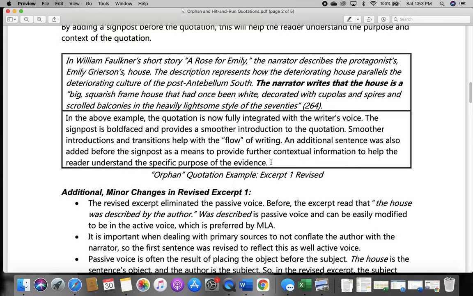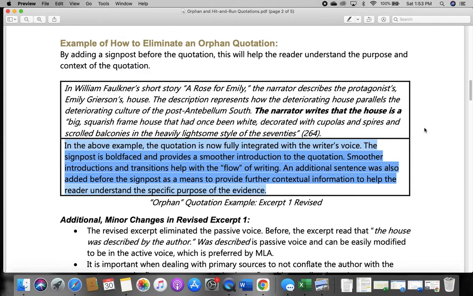So what I did here is fully integrate the quote from A Rose for Emily with the writer's voice. I bolded the signposts. It's a smoother introduction to the quotation. It also contextually helps and makes sense, whereas before it was just like, hey, there's this story, have a present, that's a quotation, and I'm not going to give you any context for it. I write that smoother intros and transitions help with the flow of writing. And an additional sentence was also added.